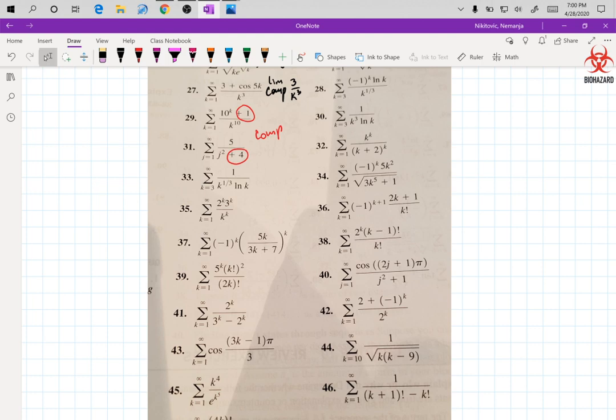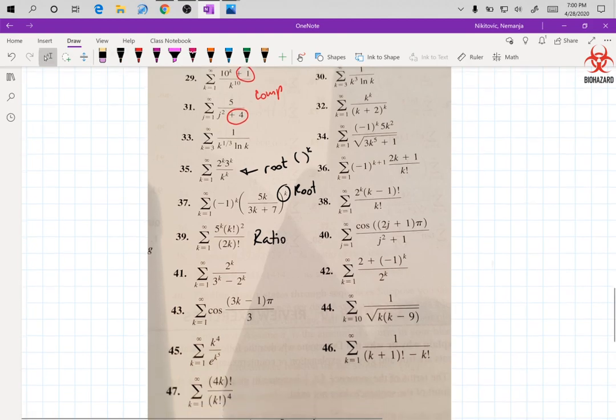Now, you might be tempted over here to say alternating, but I'm just going to say no, root. And this will die in absolute value. This over here, obviously root, because you can write the whole thing to the k and then kill that k using the root test. Finally, our ratio, obviously, right? Ratio because of the factorials.